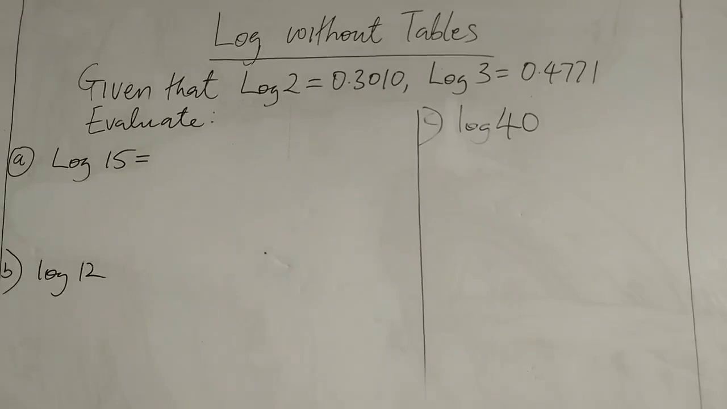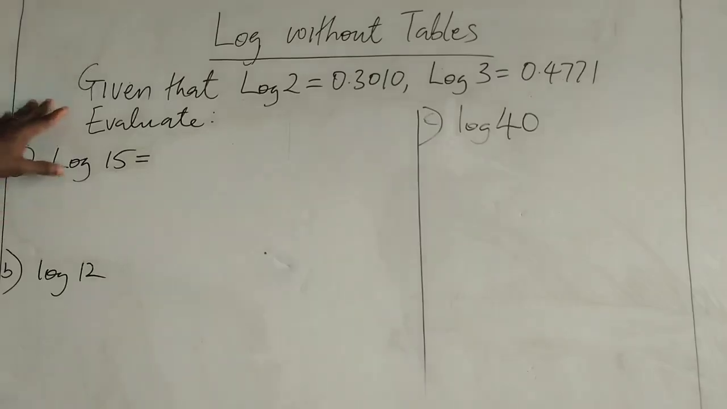In continuation of the video on log without tables, I have on the board this question. Given that log 2 is equals to 0.3010, log 3 equals to 0.4771, evaluate A log 15, B log 12, and C log 40.